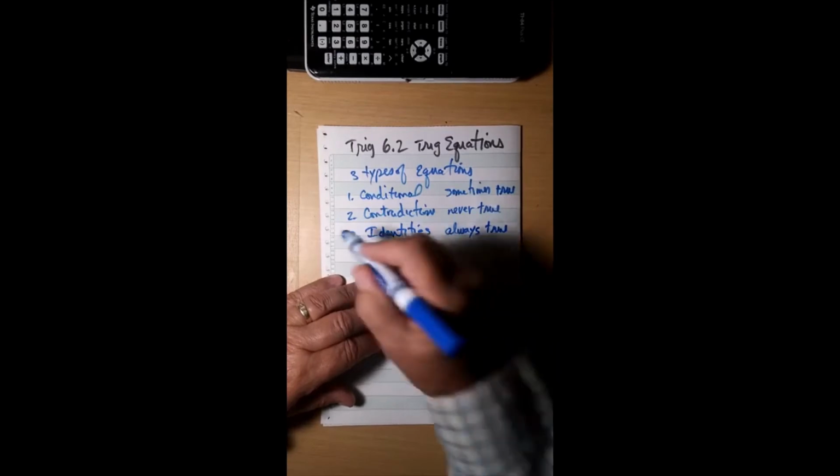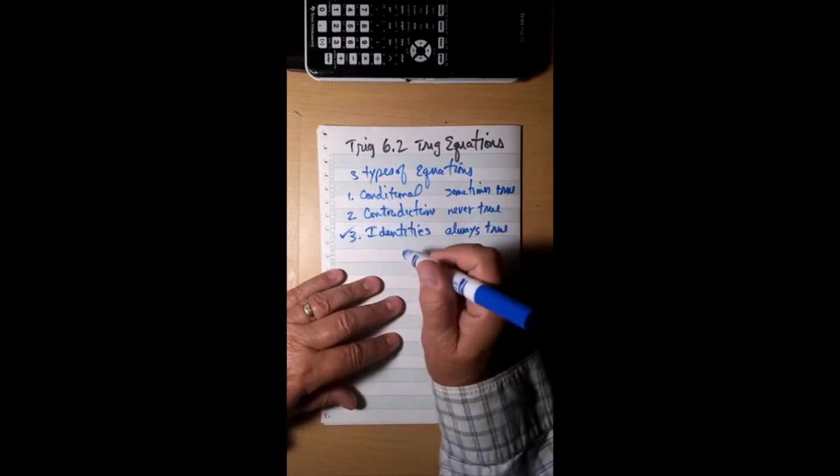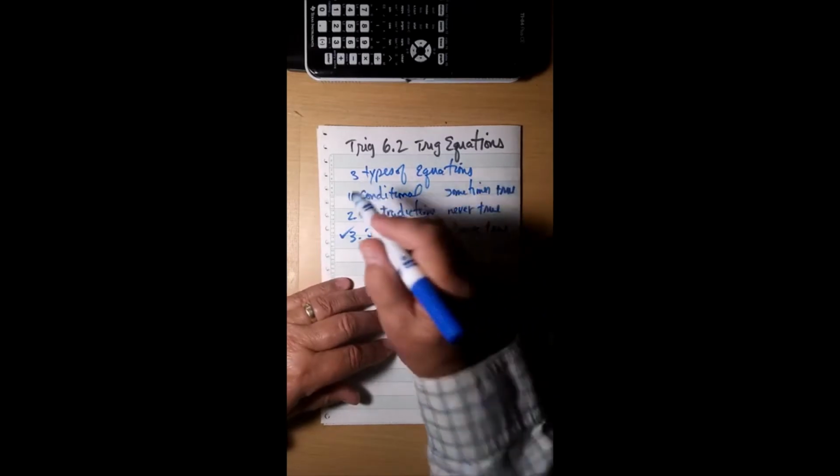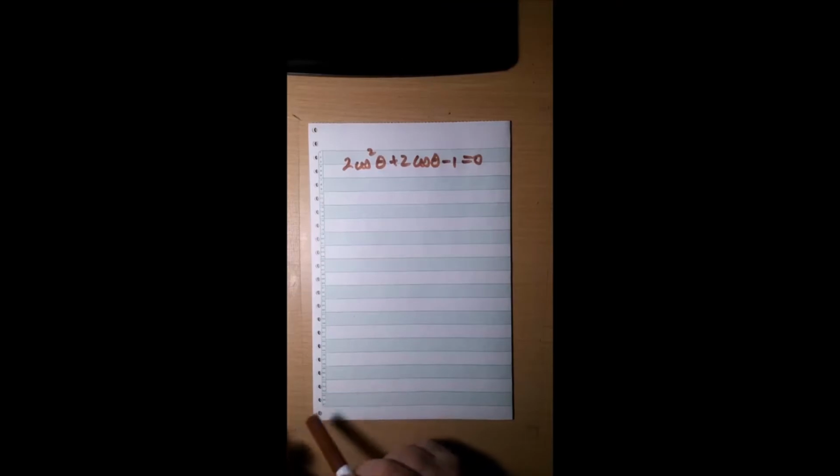Now we've done the identities in chapter 5. Contradictions are when we come up with something like 0 equals 1, and that will be covered here. Now we're going to try one that you can't factor. If you try to factor this, you won't be able to find the factors. So what do we do? The quadratic formula.